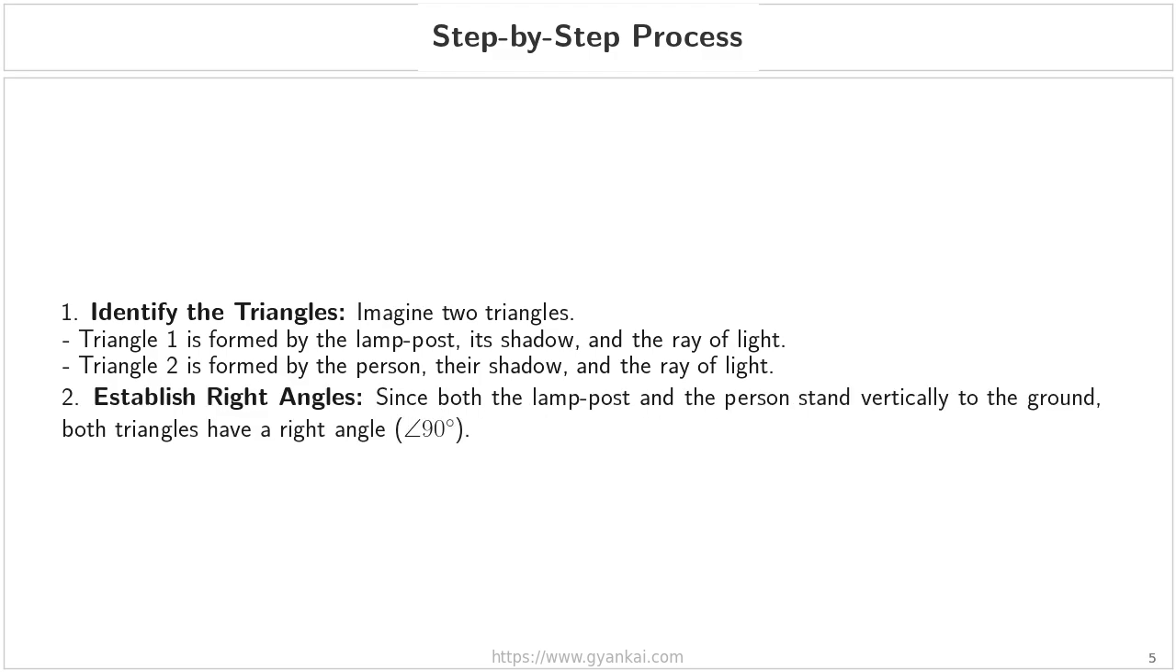Second, we must establish the right angles. Since we assume both the lamppost and the person are standing perfectly vertical to the ground, we know that both of these triangles contain a right angle, which is 90 degrees.